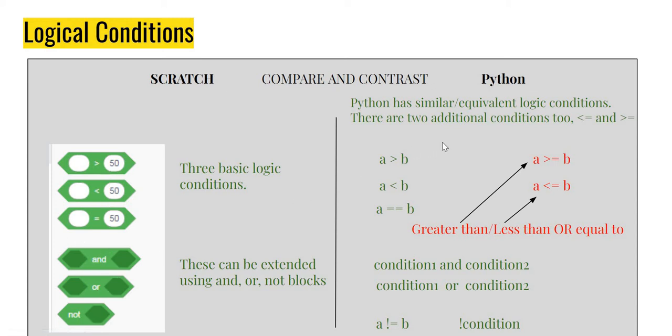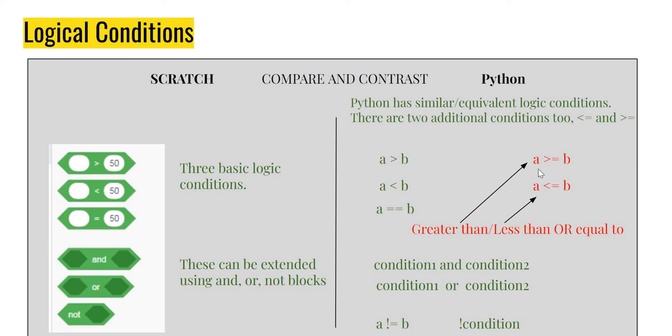Now, it turns out that in Python, in fact in any programming language, there will be equivalent conditions. So Python conditions are exactly equivalent. We have the equivalence between greater than, less than, and equal to. However, a few things to note. Number one, in this equal to condition, whenever I'm checking for equality, I must put double equal to. So something equal to 50, for instance, will be written as, for example, a double equal to b, or double equal to 50.